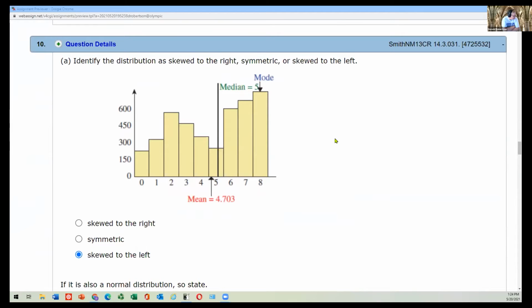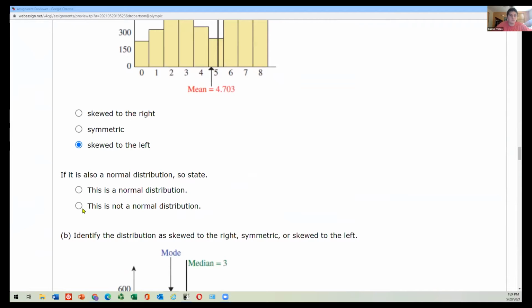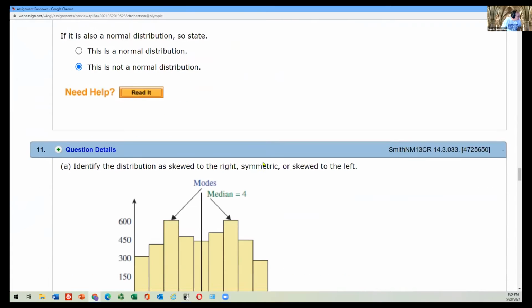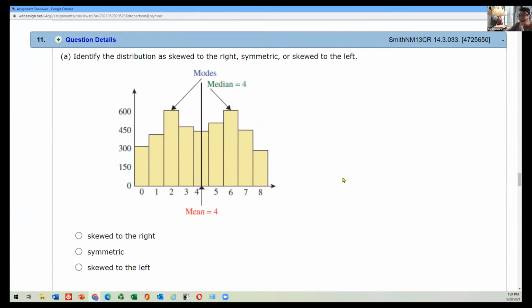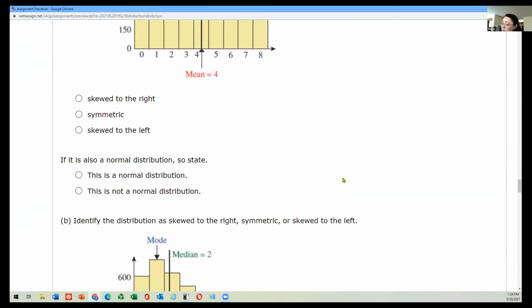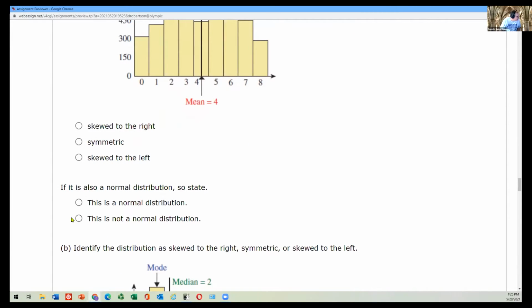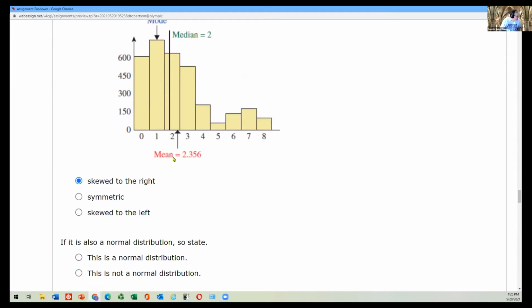Does that look normal to you? No. Okay. Does this one look normal to you? No. Does this look normal? Yeah, it looks symmetric. It definitely is symmetric, but does it have the one hill thing? Is that a camel? I'm making up names. Is that a camel or a hill? You agree it's a camel, right? And camels aren't normal. That's definitely not normal.